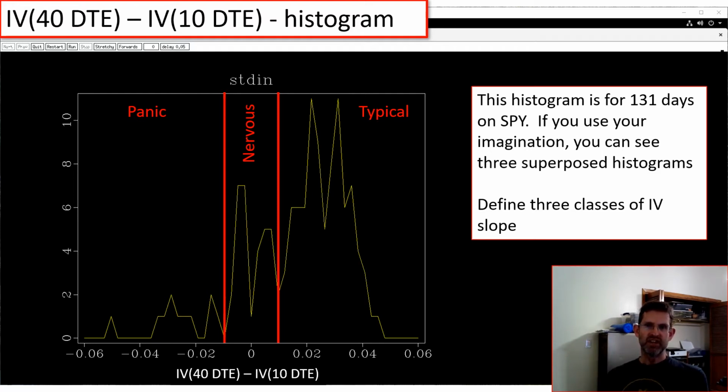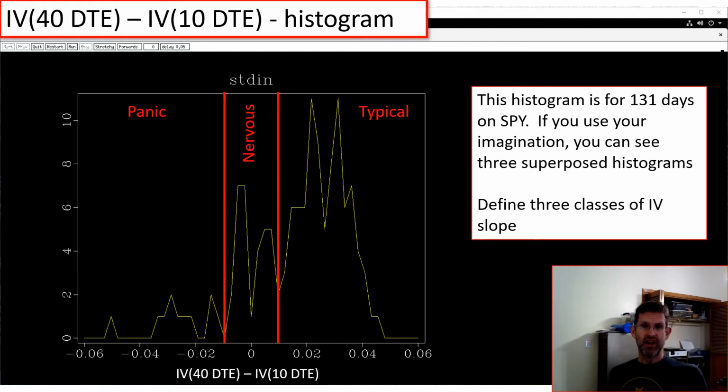So if you use your imagination, you could actually kind of see three histograms superposed. It's almost like the market doesn't operate on a continuum. It seems to flip from one discrete mode to another. So if I had more data, I might see a trimodal distribution, maybe.